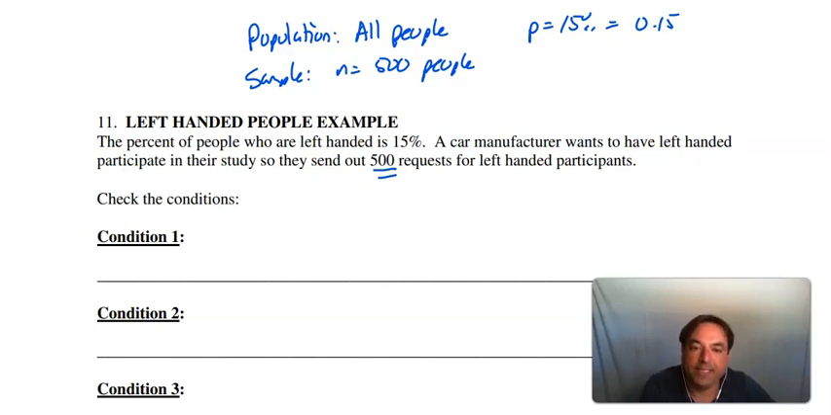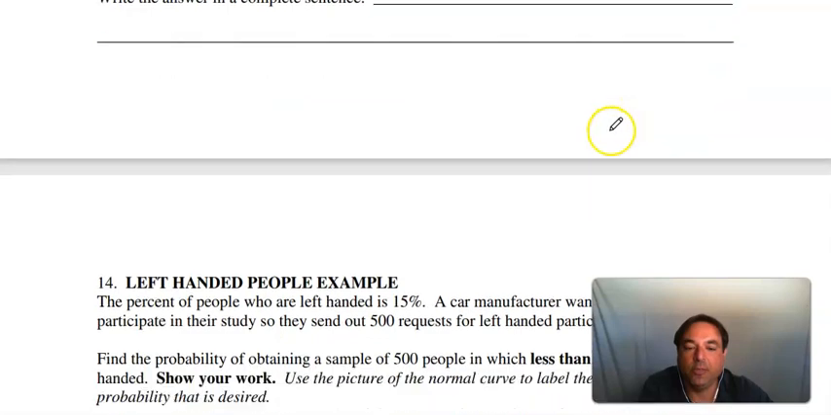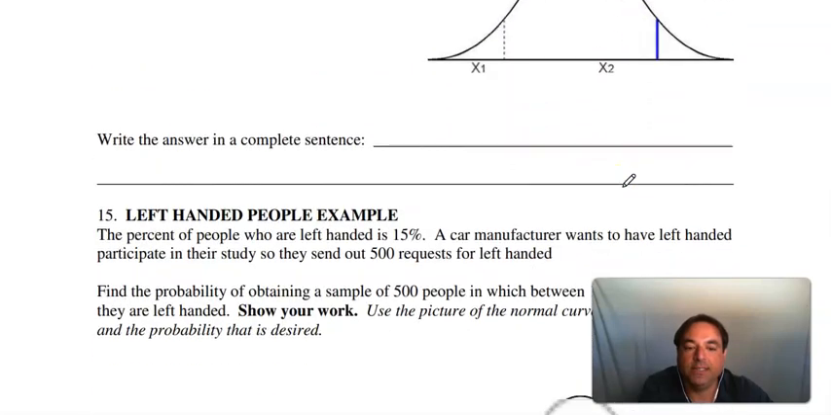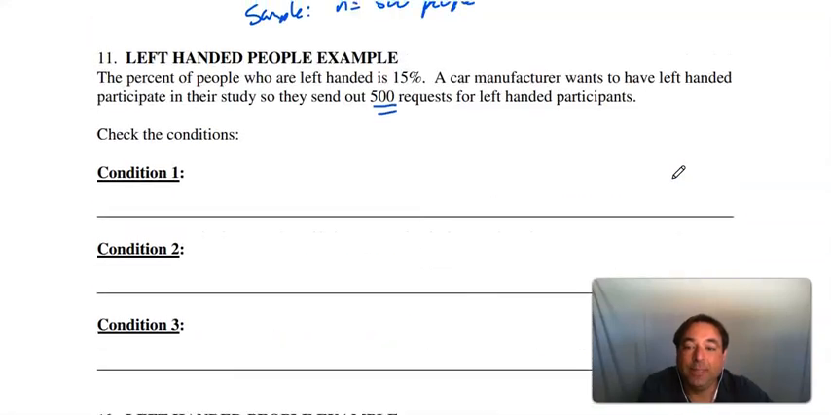Notice I don't have P hat. I don't know if this is less than or more than, any of that. That will show up later. I don't need P hat or to know less than, more than, or between till later, and that's when they will show up, when we look for 18% or more, 14% less than, or between 13 and 19. For the conditions, all I need is P.